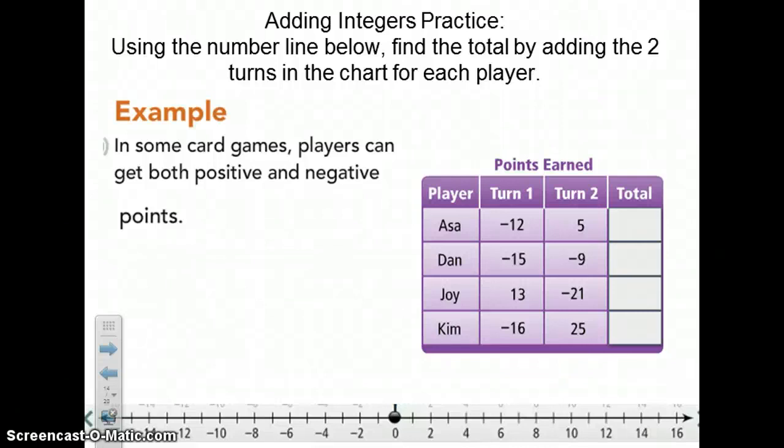Again, everybody. We're back, and we're going to continue with adding integers with our practice. I hope you were able to complete the 4 examples here, and let's go over the answers.